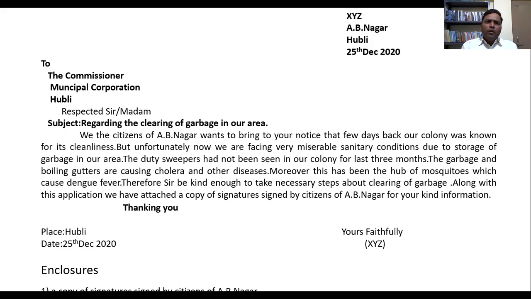Then support your reason. So how do you support? The duty sweepers had not been seen in our colony for last 3 months.